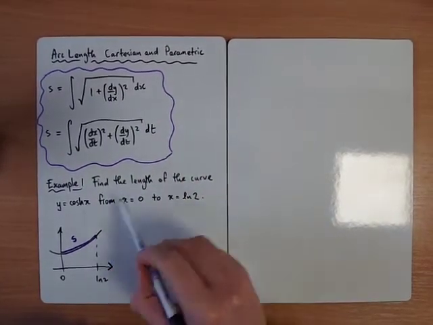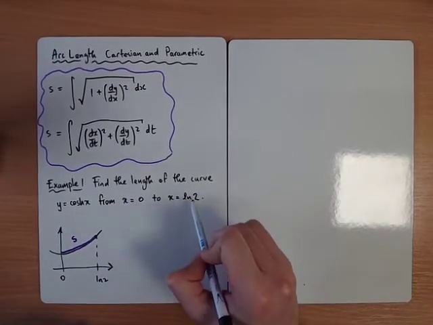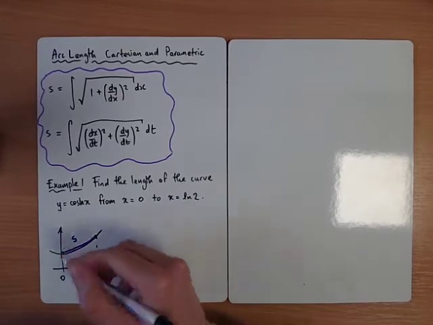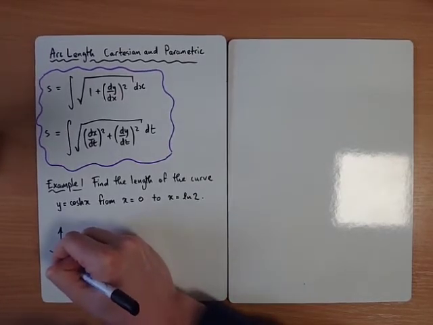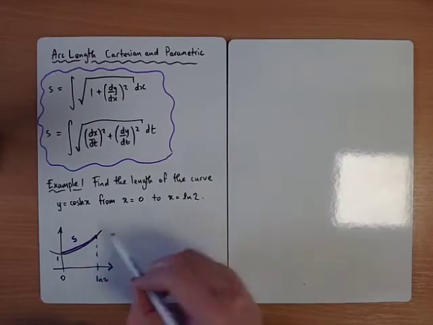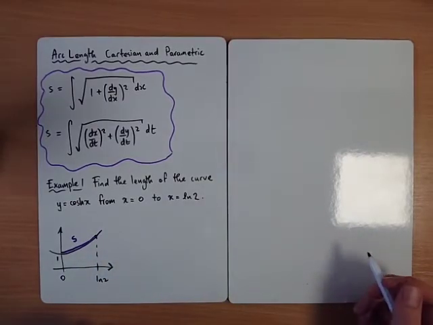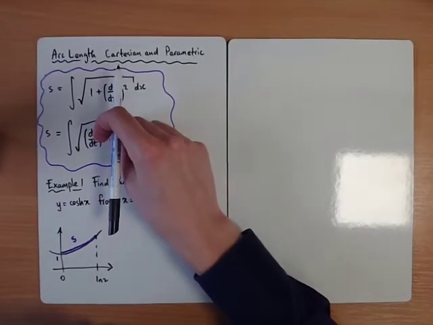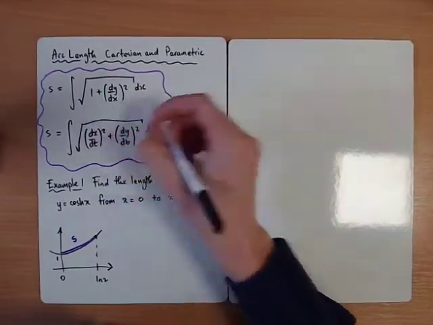It says find the length of the curve y = cosh x from 0 to ln2. So the cosh function looks like this. It crosses the axis at 1. And from 0 to ln2, we're just going to work out what this length is here. Okay, so all we've got to do really is look in the formula booklet, set up an integral.